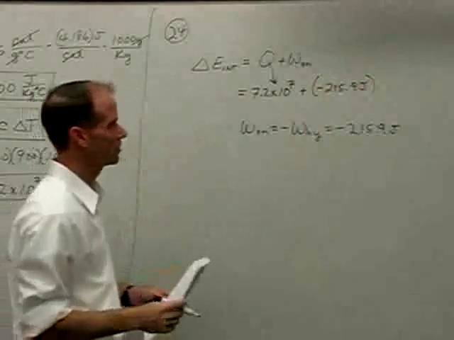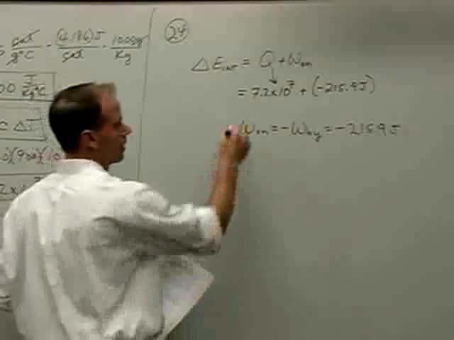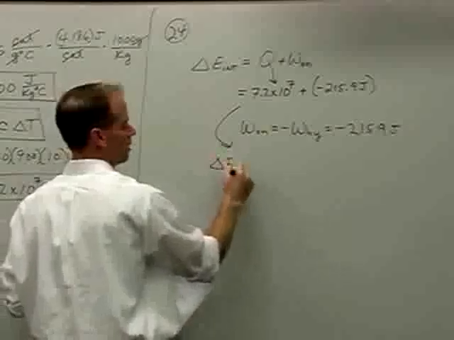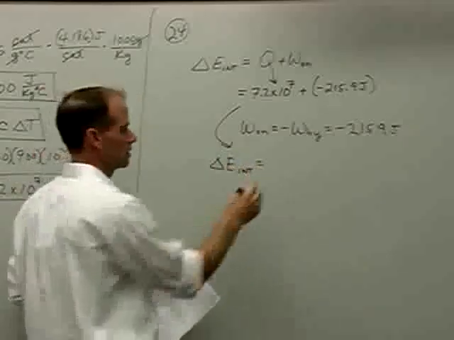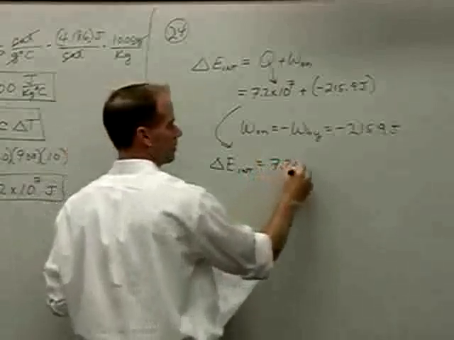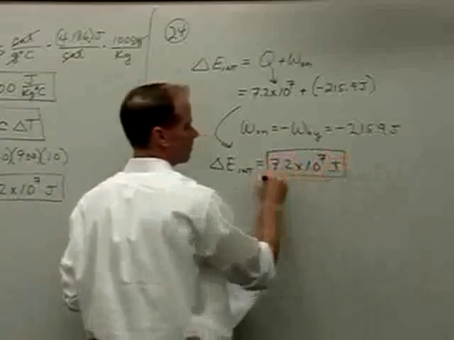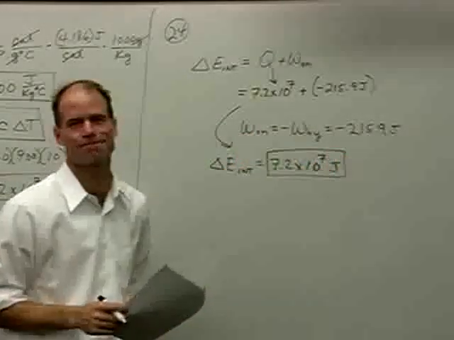So I have 7.2 times 10 to the 7 plus a negative 215.9. And so that means our change in internal energy, for all practical purposes, will still be 7.2 times 10 to the 7 joules, because it's mostly the heat added to the system. Ready? Good.